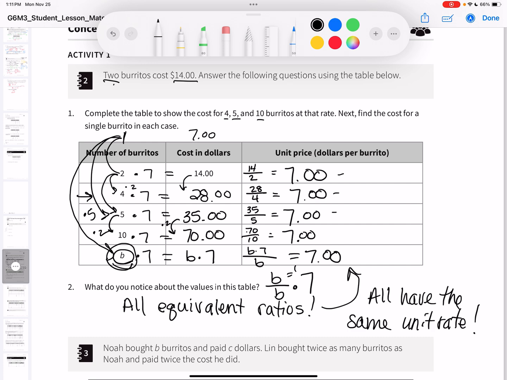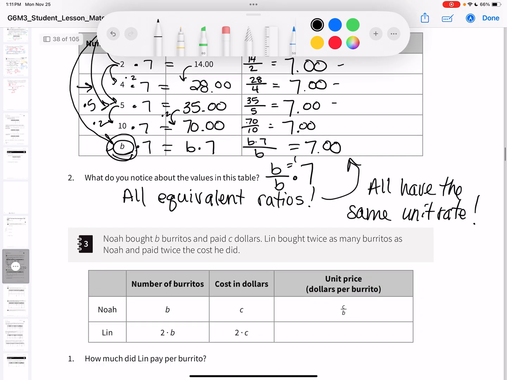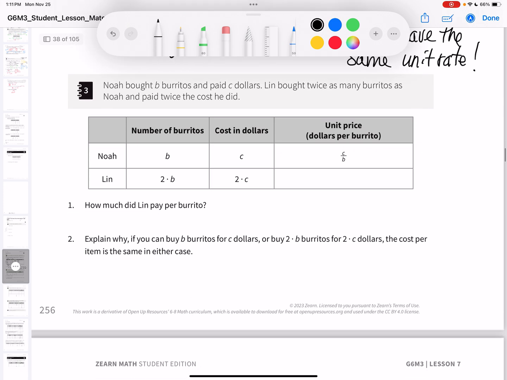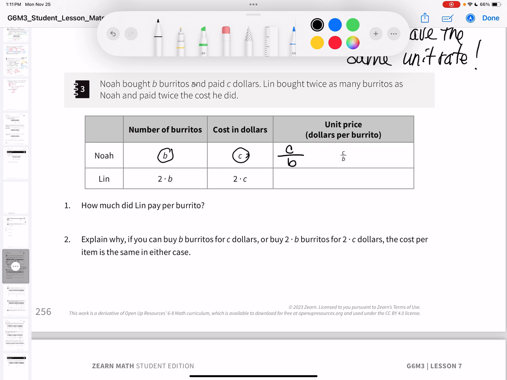All right. Let's go on to activity 2. Noah bought B burritos and paid C dollars. Lynn bought twice as many burritos as Noah and paid twice the cost. So you can see here, number of burritos is B, cost in dollars is C. Even though these are letters instead of numbers, we can still treat them like numbers. So the unit price would be the cost in dollars divided by the number of burritos. So you can see that. We would do C divided by B, the cost in dollars divided by the number of burritos.